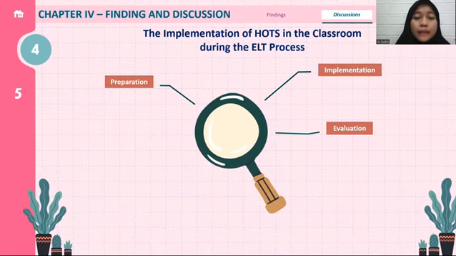Next is implementation. According to Majid, in 2014, implementation is a part of the curriculum in planning forms of learning in schools, and it's important to involve the teacher, especially in teacher and student interactions. HOTS is one part of the 2013 curriculum where the lesson plans use foresee skills. And the last one is evaluation.